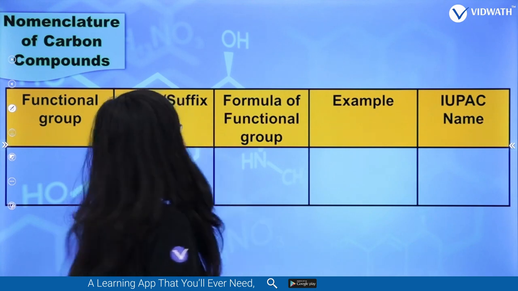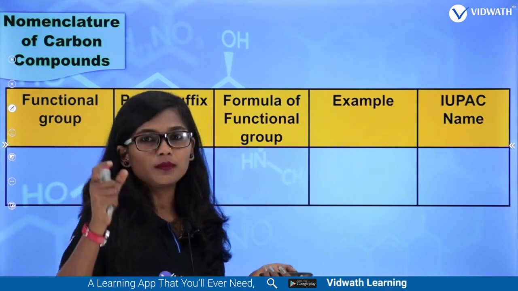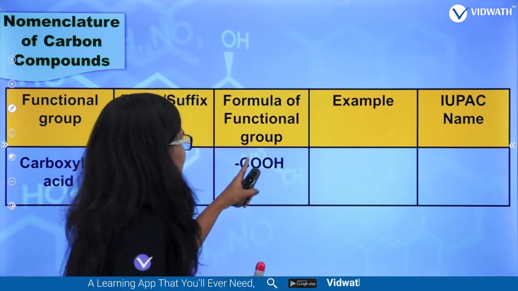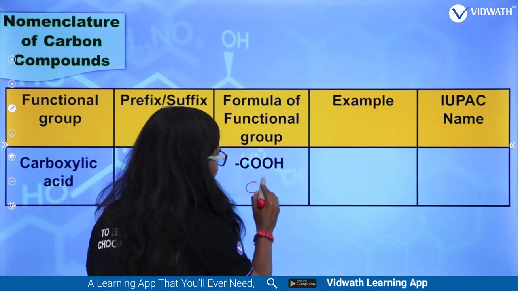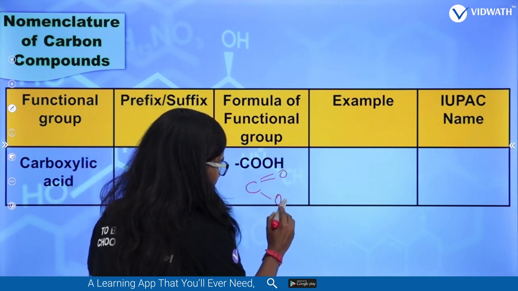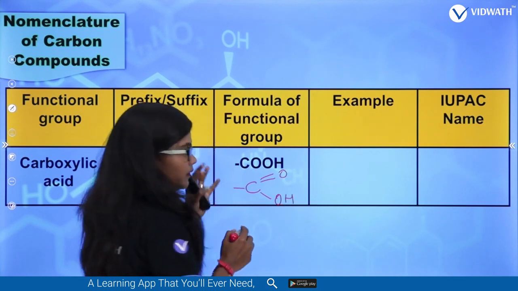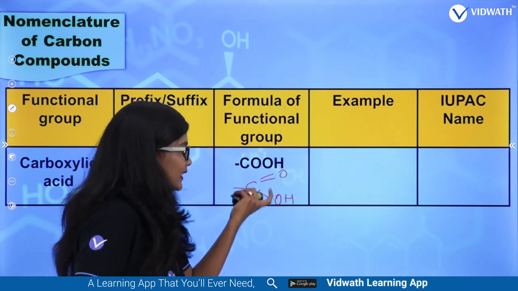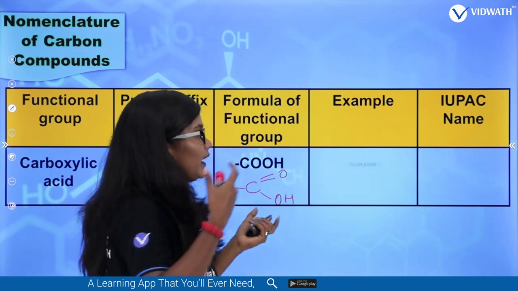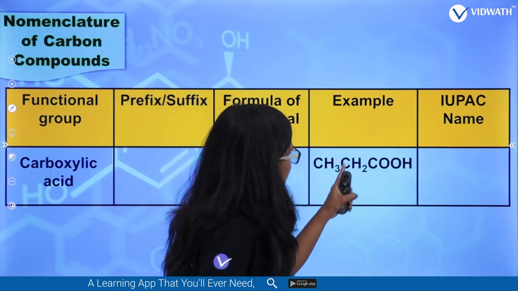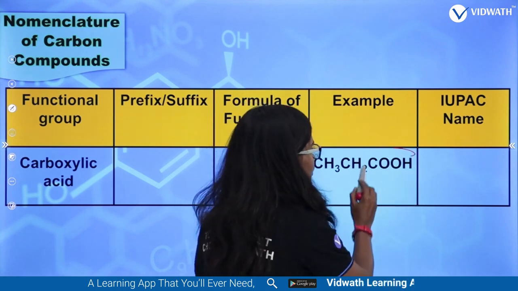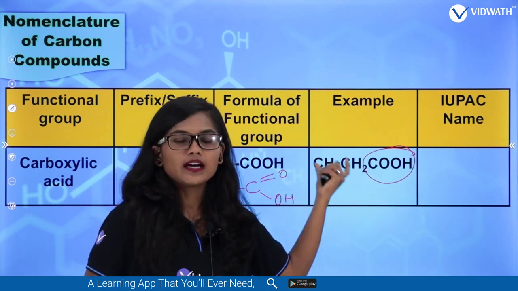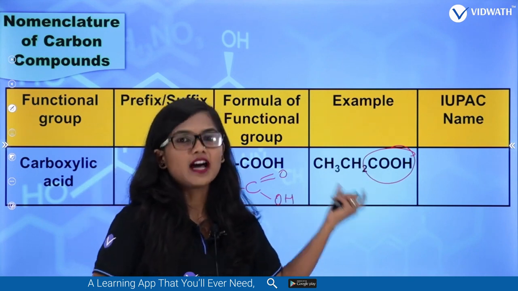Now let us see the nomenclature if a functional group is carboxylic acid. The formula of the functional group carboxylic acid is COOH, that is C double bond O OH. This functional group will be bonding with the hydrocarbon compound. Clear? So, if a hydrocarbon compound contains this, how do we name it? We have CH3, CH2, COOH. What is this functional group? COOH, that is carboxylic acid. So, how do we name this hydrocarbon containing the carboxylic acid functional group?